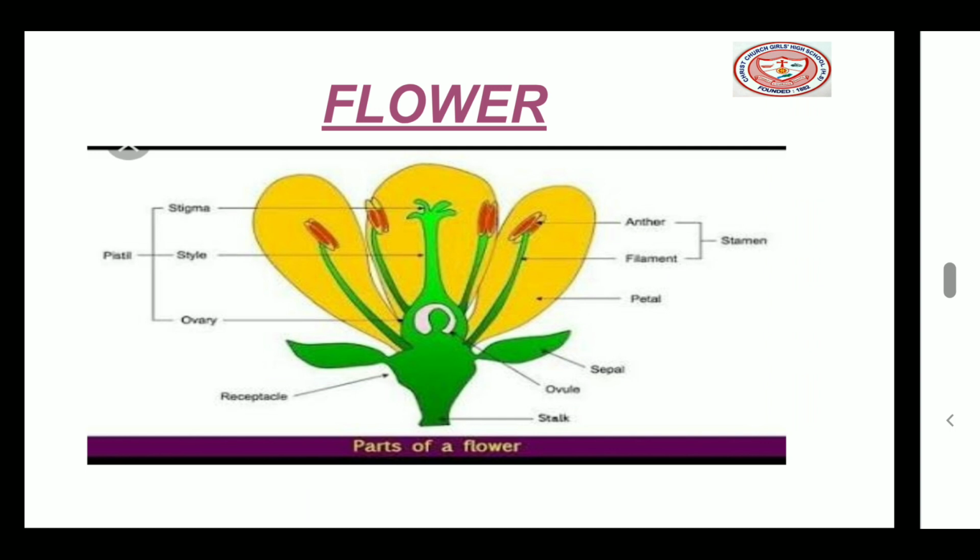It gives protection to the reproductive organs like stamen and stigma. It attracts pollinators with its bright colors. It helps the plant to bear fruits and seeds after reproduction.